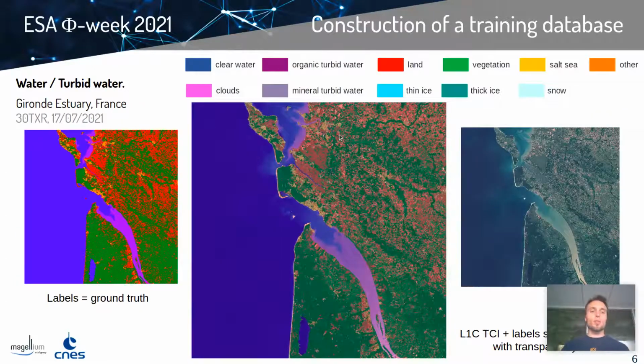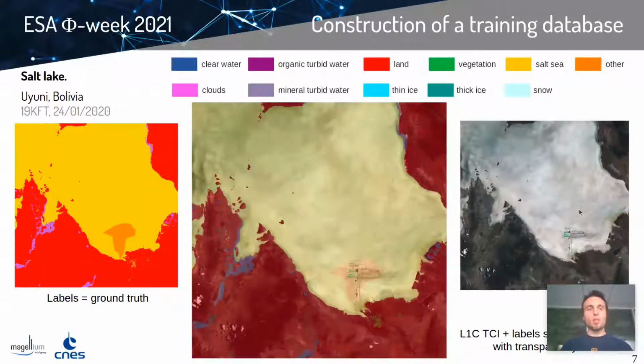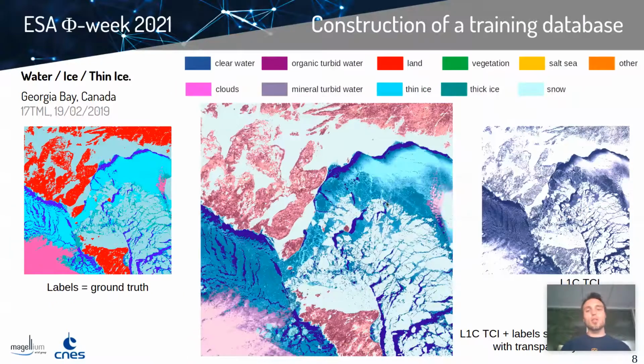Here is an example of the classification with the label image on the left and the L1C image on the far right. This is on the Gironde estuary in France. We also have a salt lake here in Bolivia, and we also have the Georgian Bay in Canada.